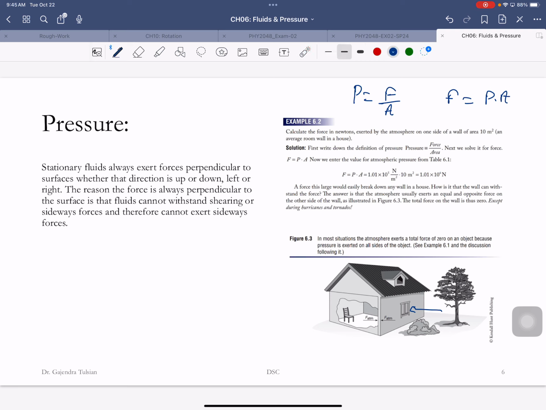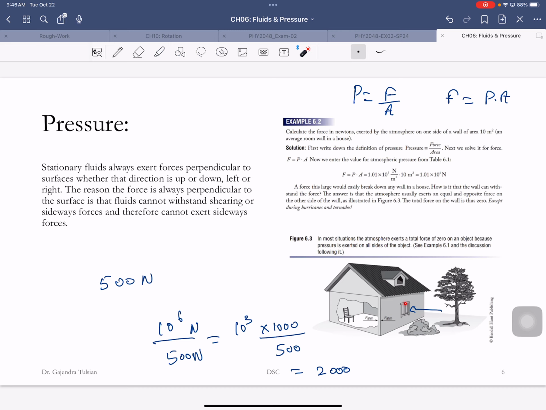So your weight is about 500 newtons. 10 to the power of 6 newtons divided by 500 newtons is 10 to the 3 times 1,000 divided by 500, equal to 2,000 people. So the force on this wall is equal to the weight of 2,000 people. And the reason the wall is not falling down is because there's an equal and opposite force on the other side.